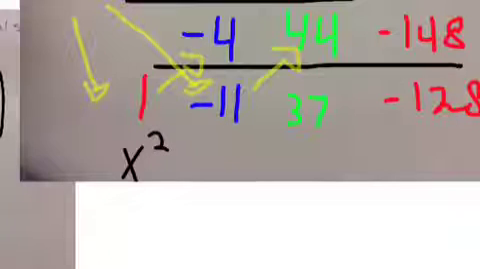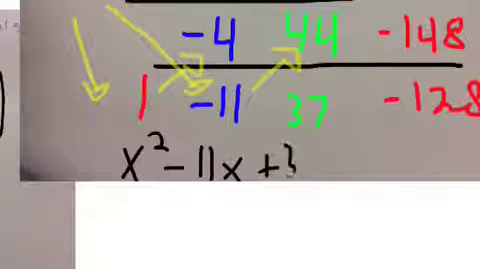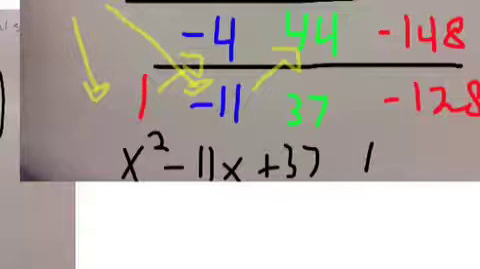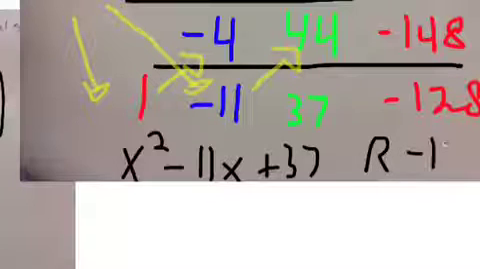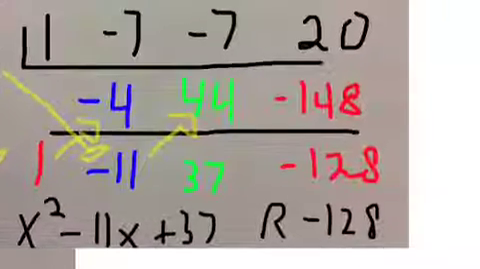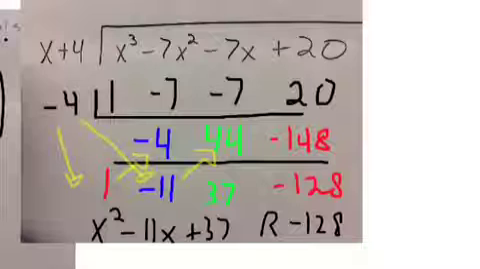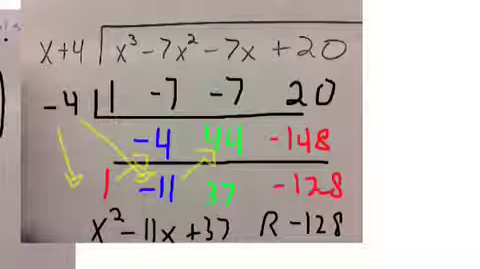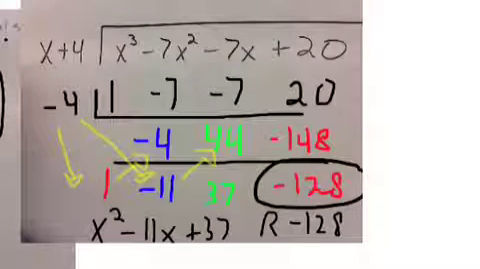And then you go down. This was, the negative 11 is going to be negative 11x. You're going to have plus 37. Then you have the remainder of negative 128. So ideally, that last number, where that negative 128 is, that last number should be a 0. If that's 0, then we know there's no remainder, and we know that the x plus 4 goes in perfectly.